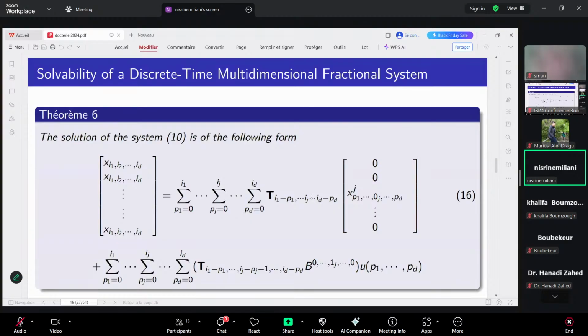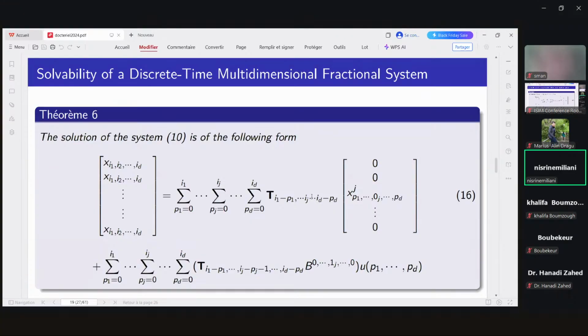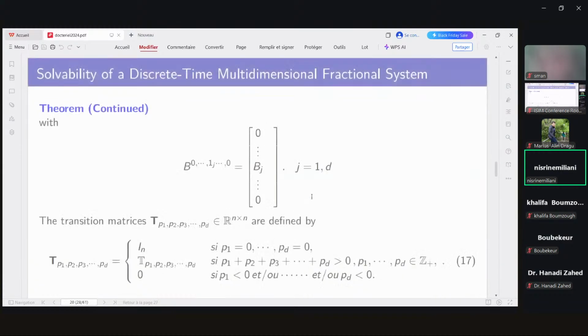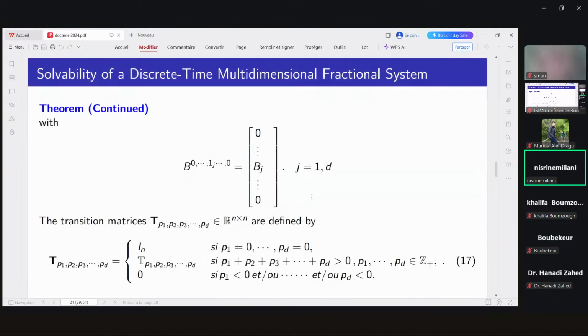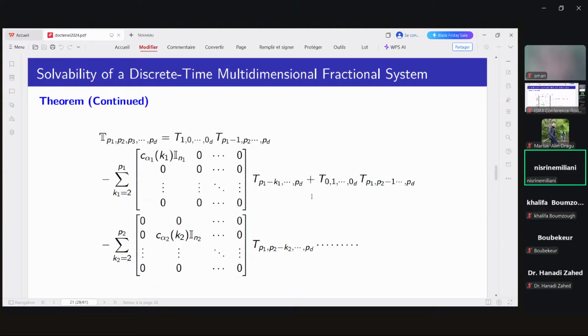In this theorem, the solution of system number 10 is of the following form, with B defined by this vector, and T is the transmission matrix.